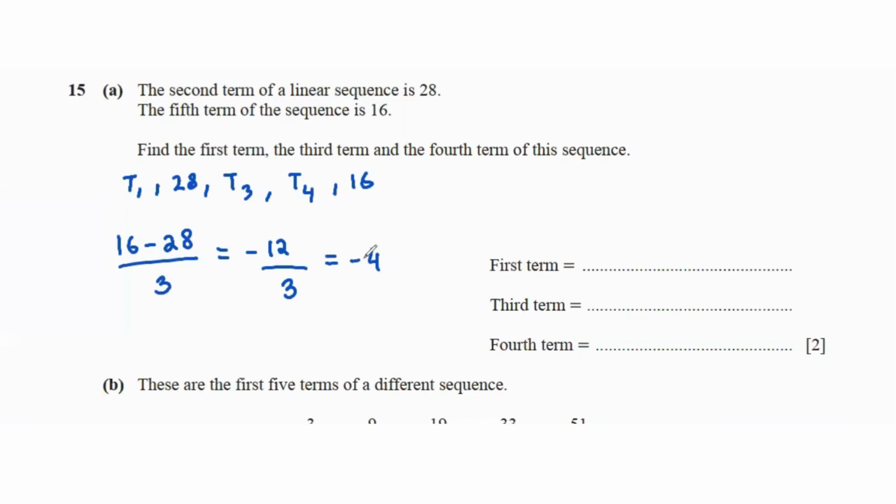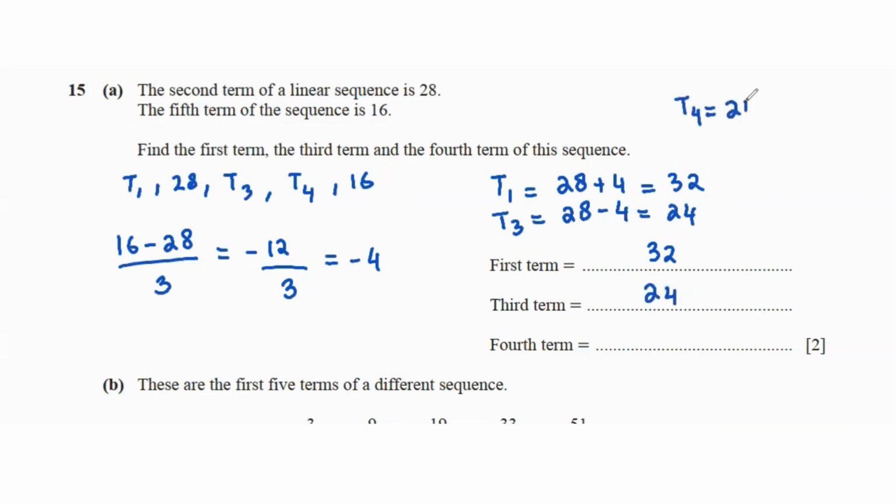So since negative 4 is our common difference, T first, which is the first term, is going to be 28 plus 4. That is 32. Why plus 4? Because you went backwards. If you're going forwards in the sequence, then we're subtracting. T3 is going to be 28 minus 4, which is 24. And then T4 is going to be 24 minus 4, which is 20. So these are your terms.